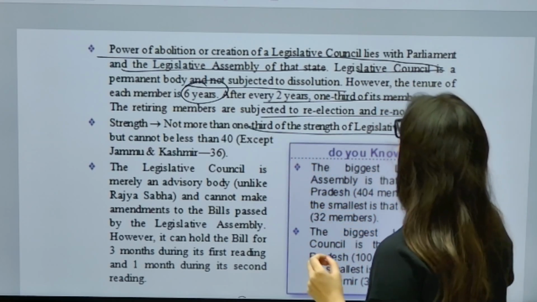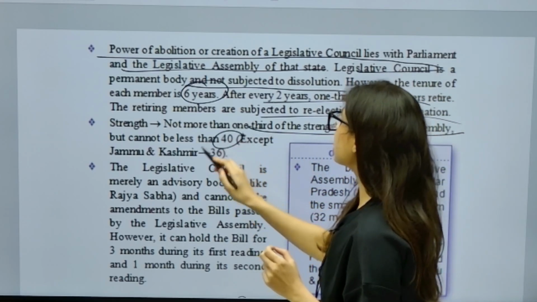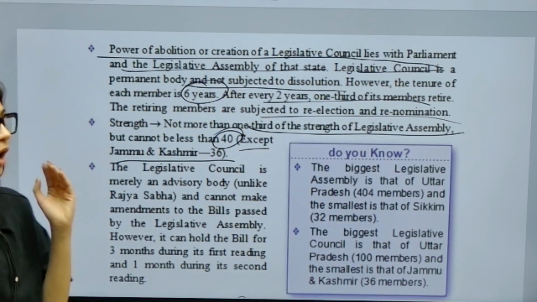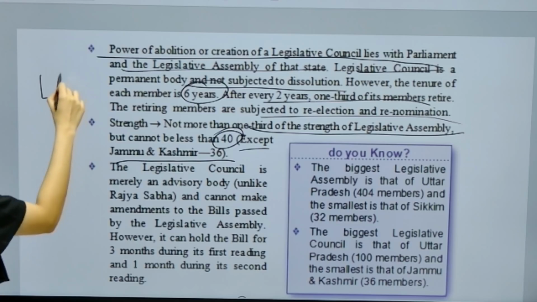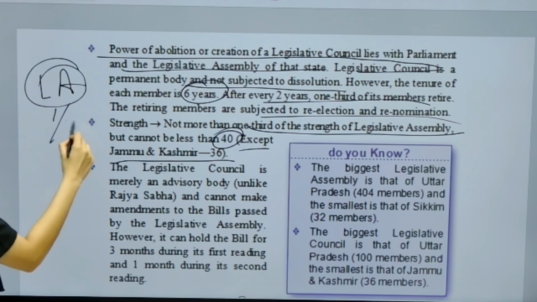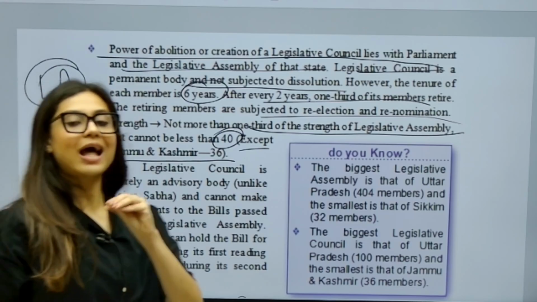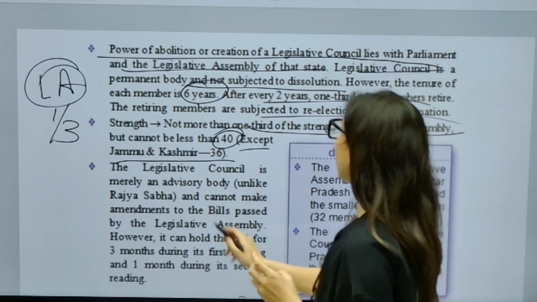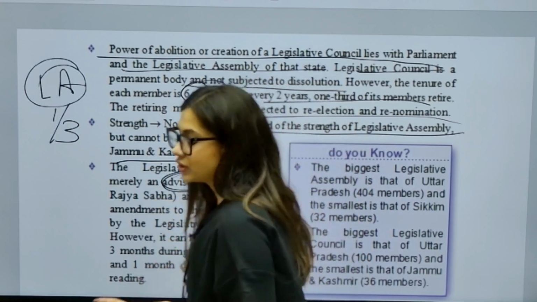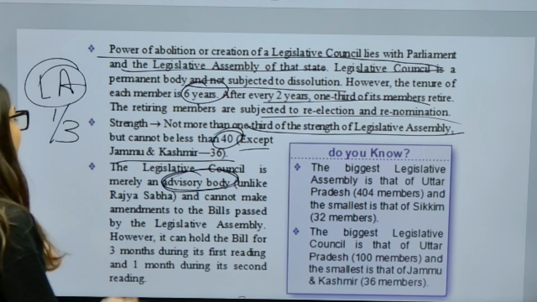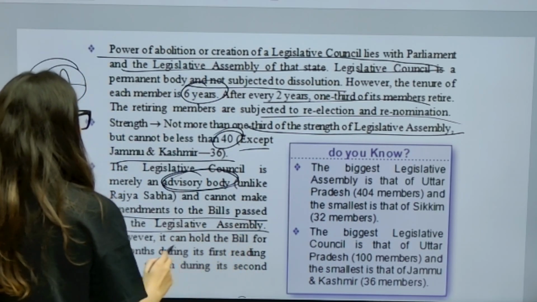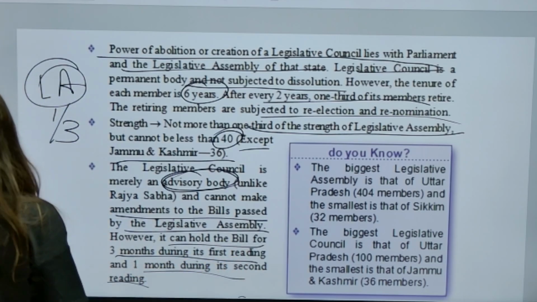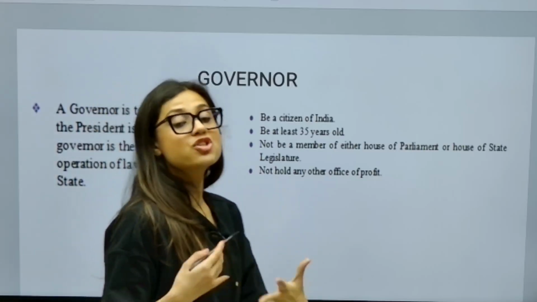Its strength is up to one third of the legislative assembly and cannot be less than 40, but the only exception is 36. So however many members there are in the legislative assembly, one third of that number must be present in the legislative council, and it is merely an advisory body. It can only advise, that's it, and cannot make amendments to the bill passed by the state assembly. It can, however, hold the bill for 3 months, but after that they have to give assent. So they do not enjoy as much power.